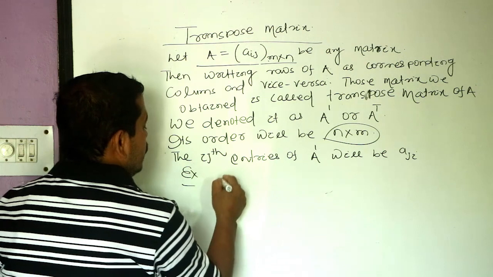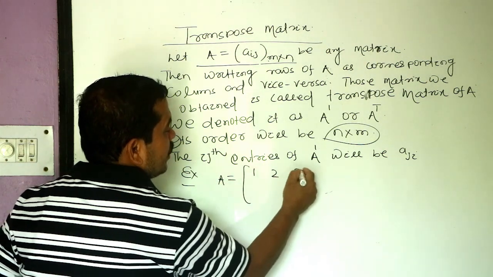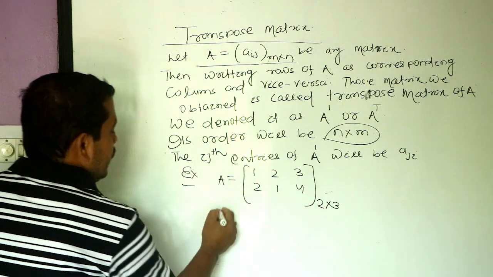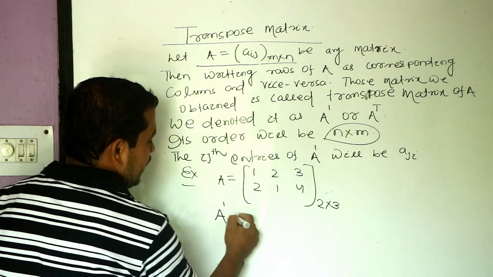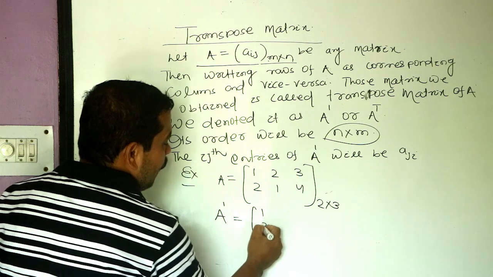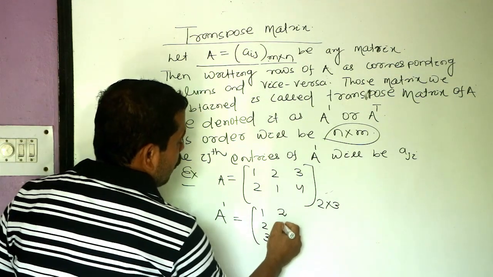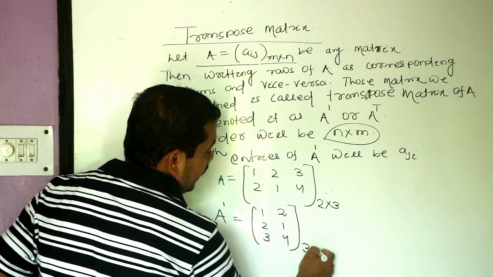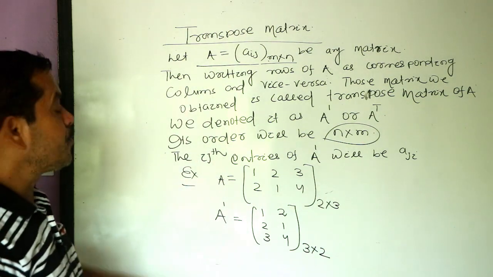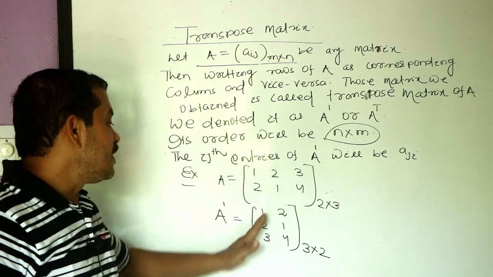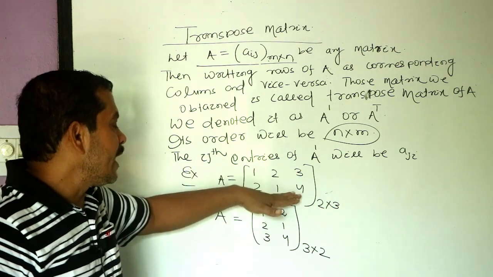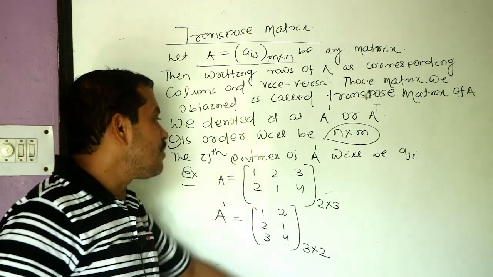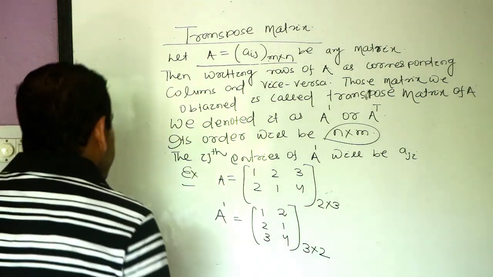For example, suppose A is the matrix 1 2 3, 2 1 4. This is a matrix of order 2 cross 3. Then its transpose matrix A dash or A T: first row will become first column, and second row will become second column. Then its order will be 3 cross 2. This is the transpose matrix of A. Its rows become its columns. If it is a matrix of order 2 cross 3, then its transpose will be 3 cross 2. That is transpose matrix.